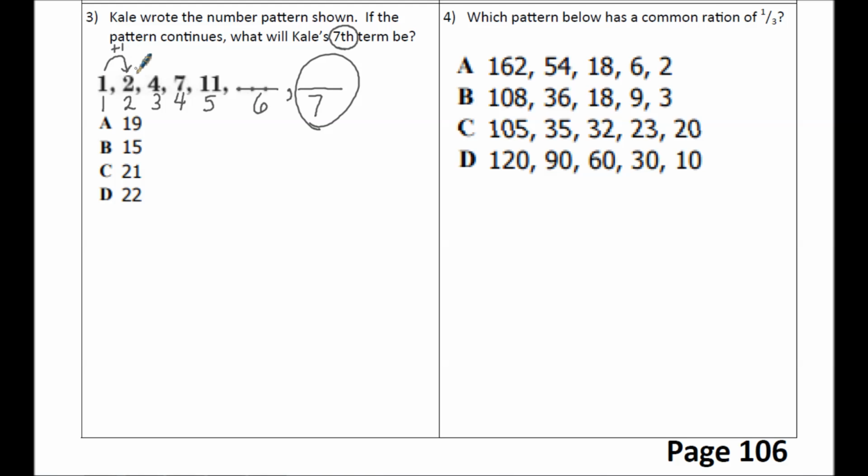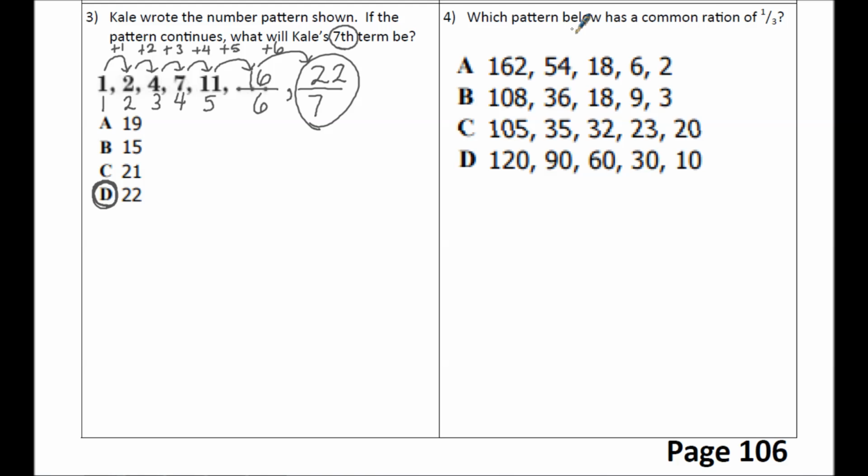And a lot of times people will accidentally put the next term, or the 6th one in this case, instead of the 7th term, or the one it's asking for. So we do 1 plus 1 is 2, 2 plus 2 is 4, 4 plus 3 is 7, 7 plus 4 is 11. So the next two terms we're going to add 5, then add 6. So 11 plus 5 is 16, and 16 plus 6 is 22. So the answer is D, or 22, for the 7th term.